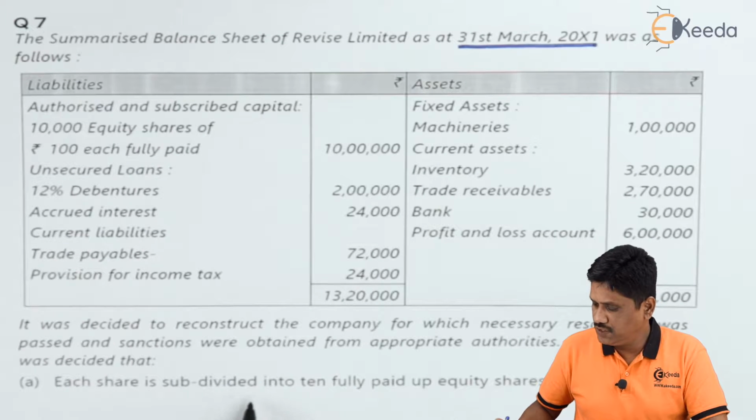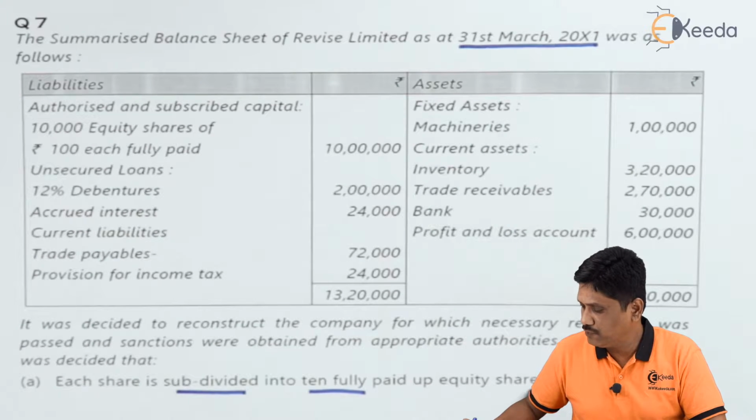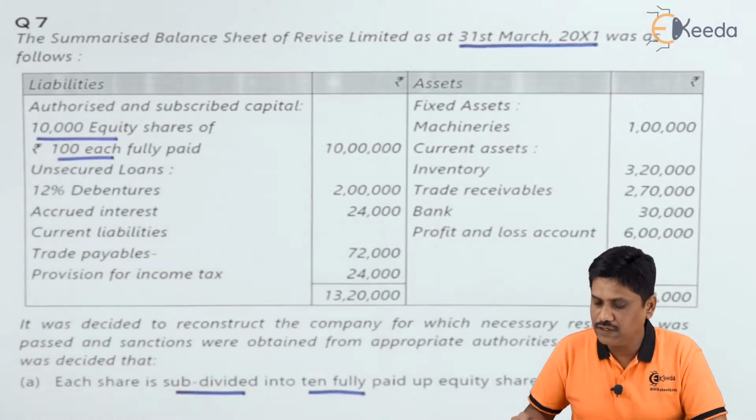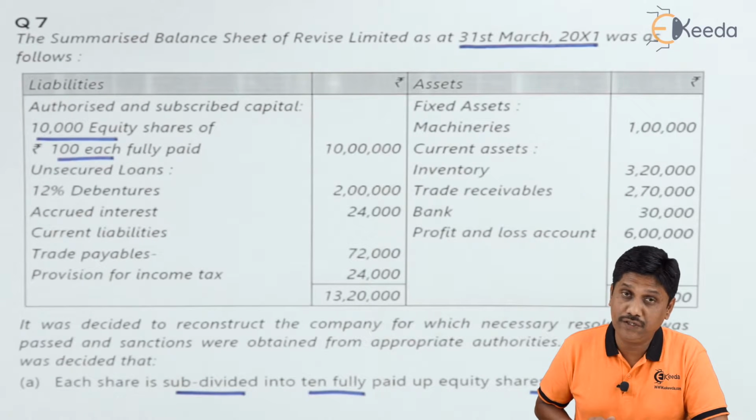A. Each share shall be subdivided into 10 fully paid up equity shares of rupees 10 each. So out of these shares, they are subdivided. So I will say old account debit to new account. There is no capital reduction account here. Only there will be a change in the number of shares.